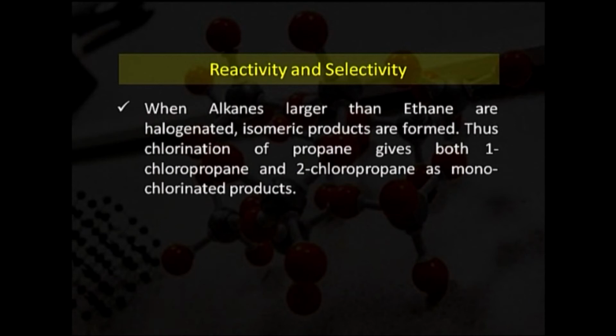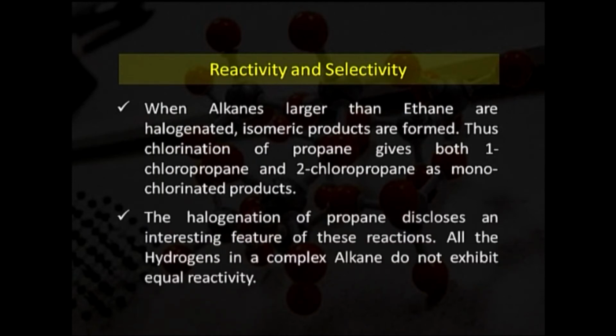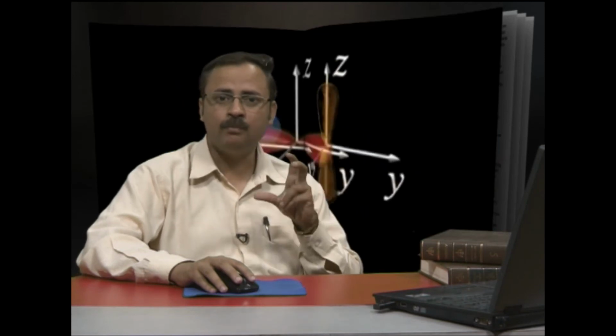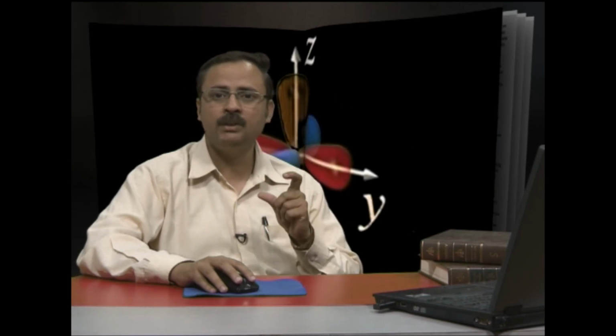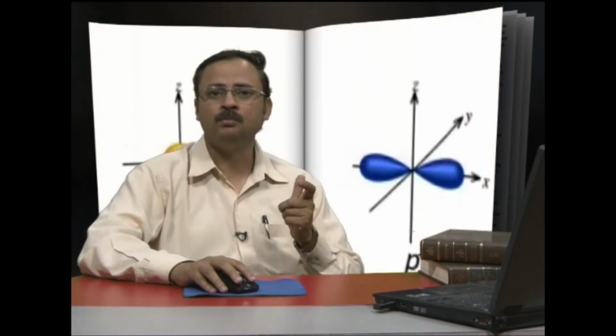Thus, chlorination of propane gives both 1-chloropropane and 2-chloropropane as monochlorinated products, meaning a single chlorine atom will attach to the alkane. The halogenation of propane discloses an interesting feature of these reactions. All the hydrogens in a complex alkane do not exhibit equal reactivity. For example, propane has 8 hydrogens, 6 of them being structurally equivalent primary and the other 2 being secondary.